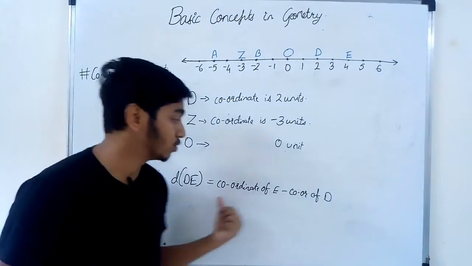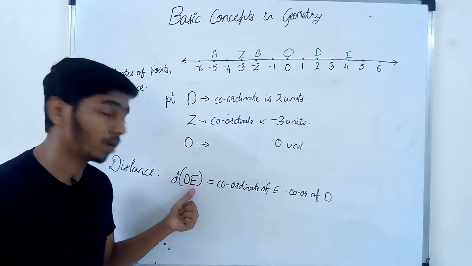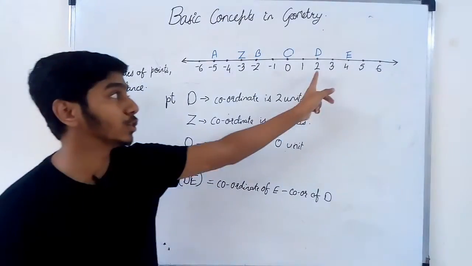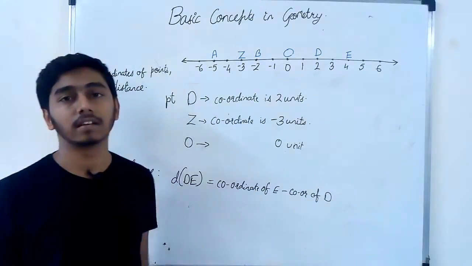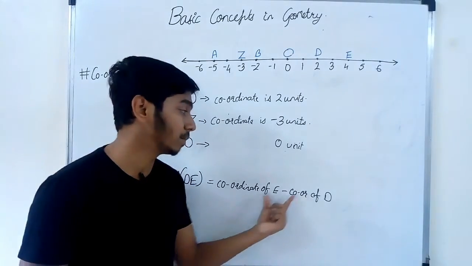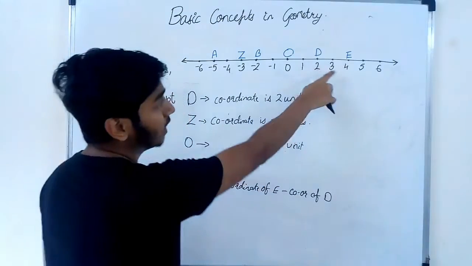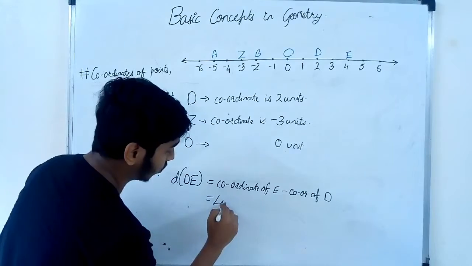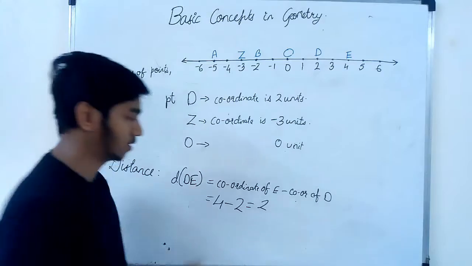I hope you have understood this. What do we say? To find distance, we subtract the coordinate of the lower one from the higher one, because the coordinate of E is 4 and the coordinate of D is 2. So E's coordinate is bigger, so coordinate of E minus coordinate of D. Because we do not subtract smaller minus greater, correct? We always do greater minus smaller. So we do it this way. Therefore, this will be the coordinate of E, which is 4, minus the coordinate of D, which is 2. So 4 minus 2 is 2.